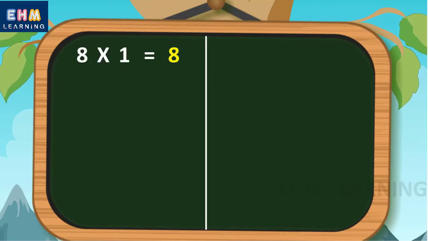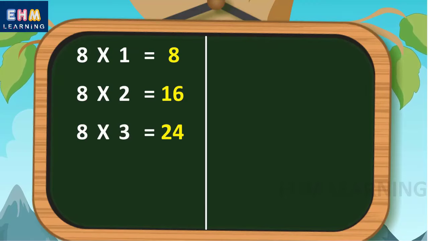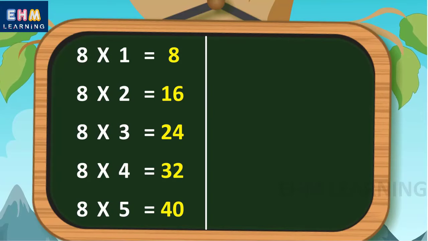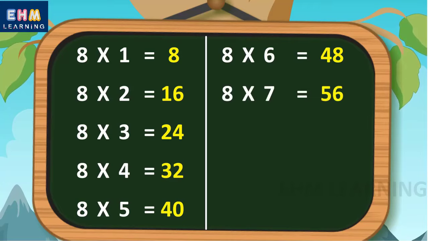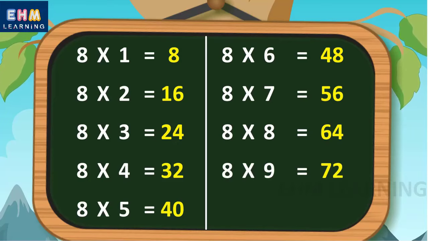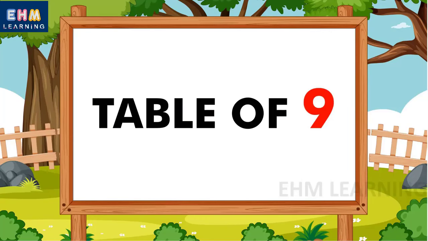8 ones are 8. 8 twos are 16. 8 threes are 24. 8 fours are 32. 8 fives are 40. 8 sixes are 48. 8 sevens are 56. 8 eights are 64. 8 nines are 72. 8 tens are 80. Table of 9.